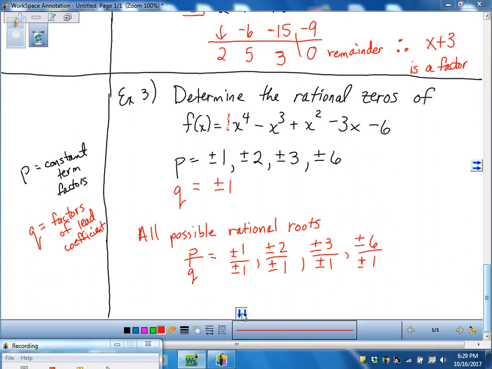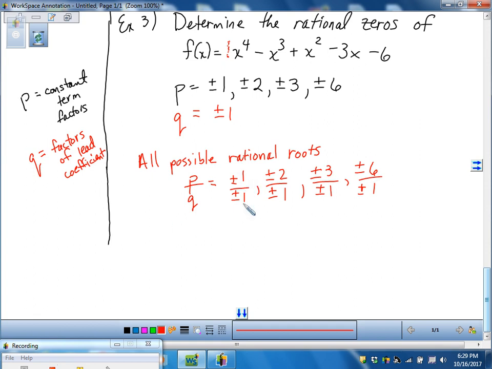Now you simplify those fractions. 1 divided by 1 is 1. 2 divided by 1 is 2. 3 divided by 1 is 3, and 6 divided by 1 is 6. And we have positive or negative possibilities for all of those. So I have a total of 8 possible numbers to try in my synthetic division.